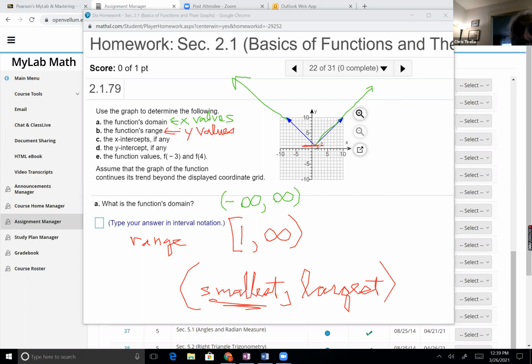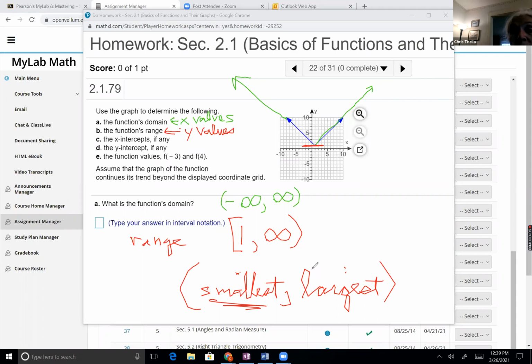So I'm always asking myself, what's the smallest X value? What's the furthest to the left? What's the furthest to the right? The left is first. When I'm looking at the range, I'm asking what's the lowest. The lowest goes first, the highest goes second. They have to be in order.